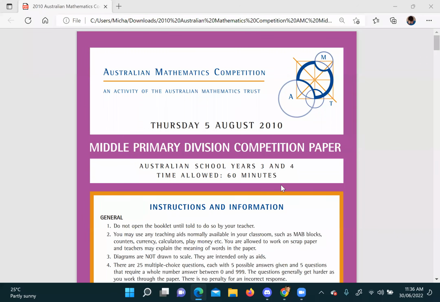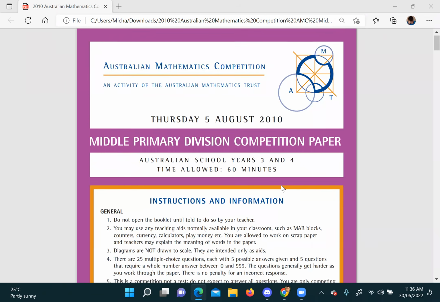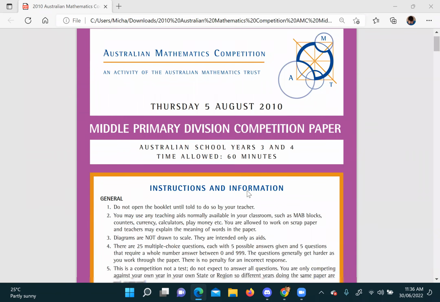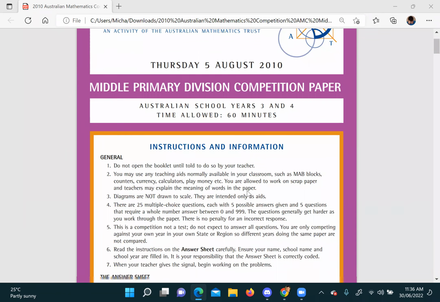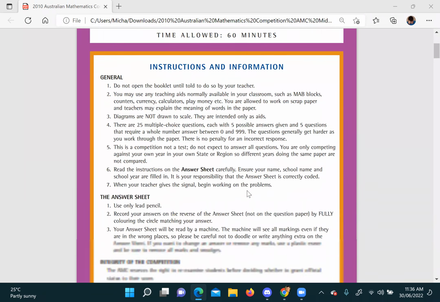Okay, so you guys just did the 2010 paper. How did you find it? Hard at the end. Yeah, so the difficulty kind of doubles as you're going along, right? Yeah. And you're running out of time as well. So this is a good chance to familiarize yourself with this.